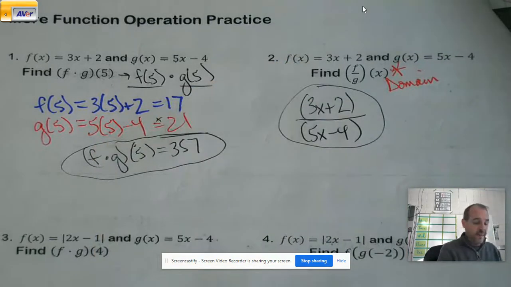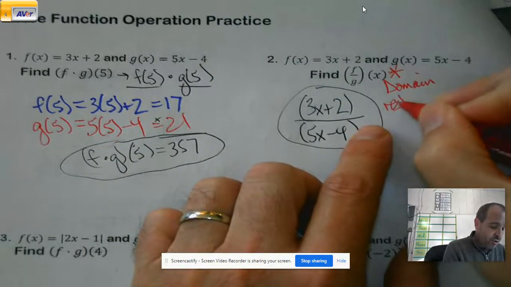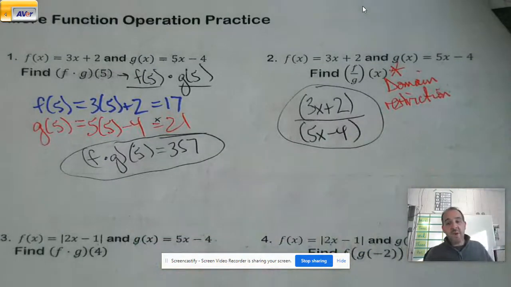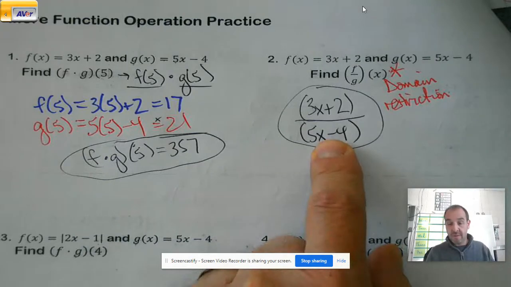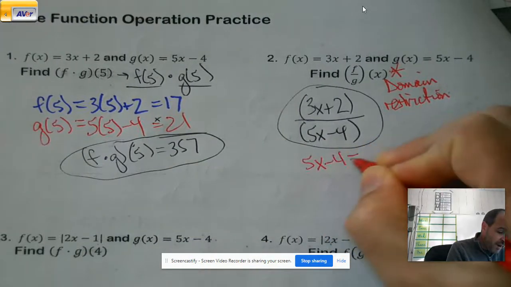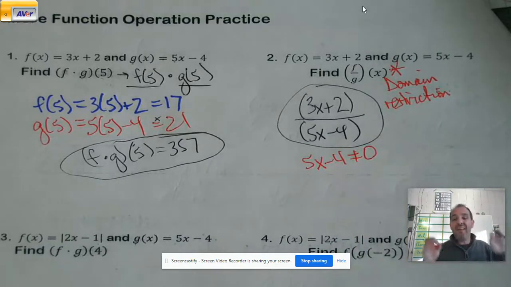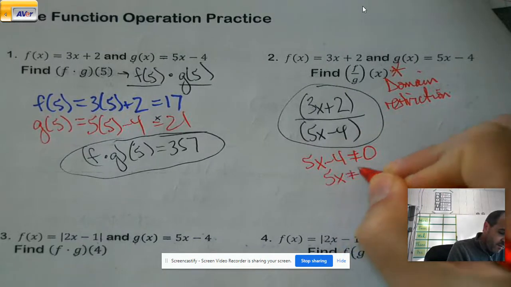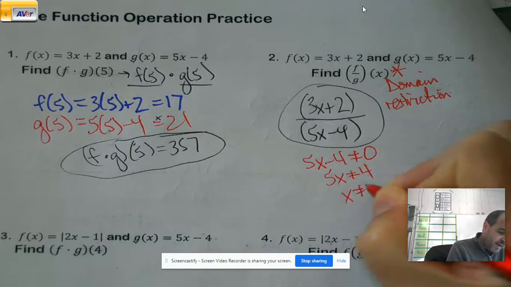Whenever there is division, you need to take note that there's probably going to be a domain restriction. The only time there wouldn't be is if this is just a number. But there's an x there. So I need to make sure that 5x minus 4 doesn't equal 0. This only happens on division. Go ahead and solve that.